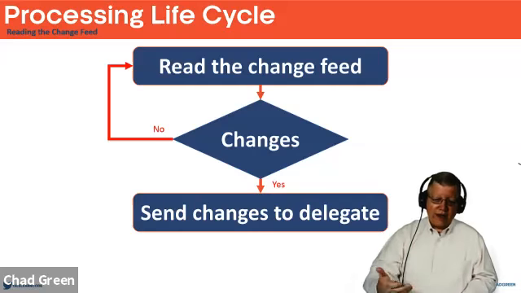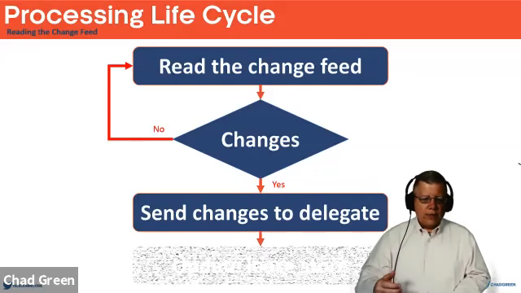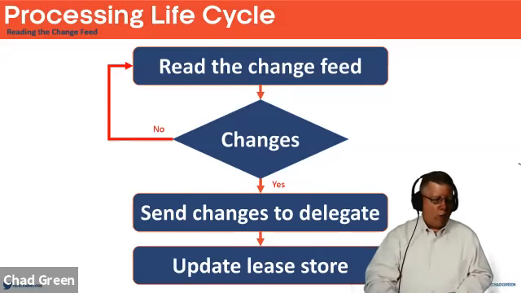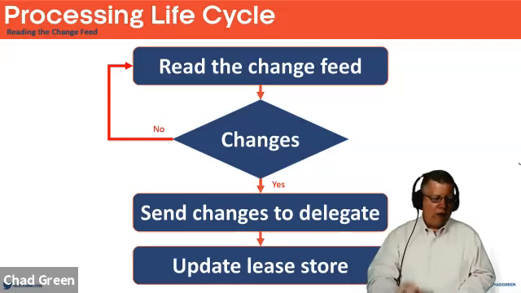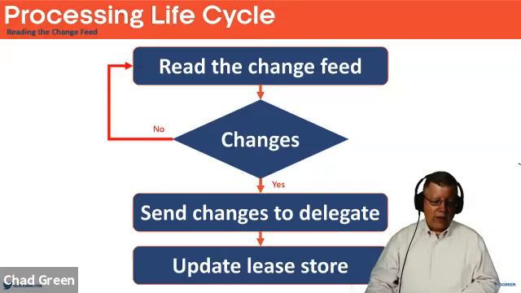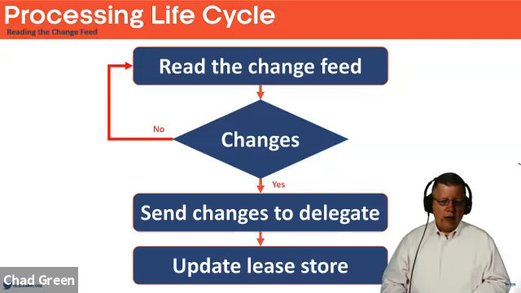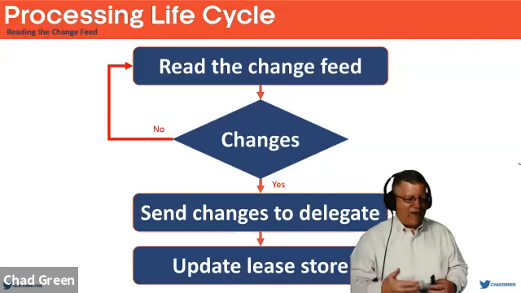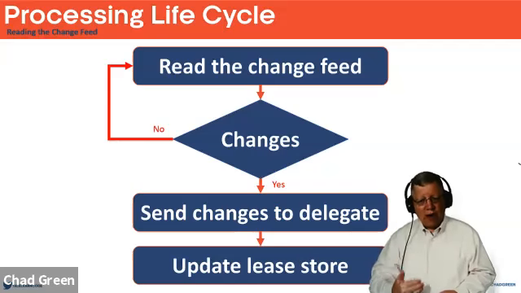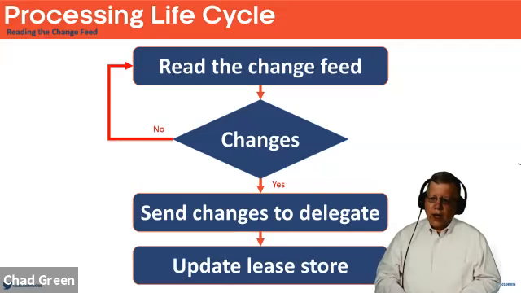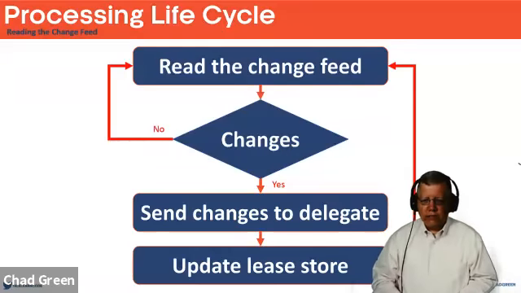And again, this will send it as a collection of the documents, and then that delegate can do its work, right? It sends it off to do whatever it needs to do, and if it returns a successful completion, and this is the good part, then it will update the lease store, and that's important. Because if I fail somewhere in there, I know that the next time it comes back, I'm going to get that record back, which is a good thing. And then obviously we go back to read the change feed and do the whole process again.